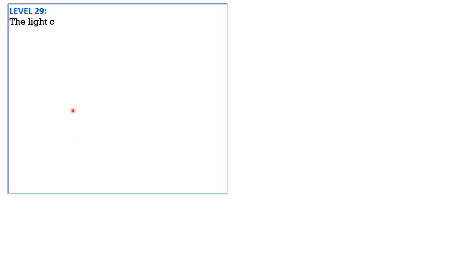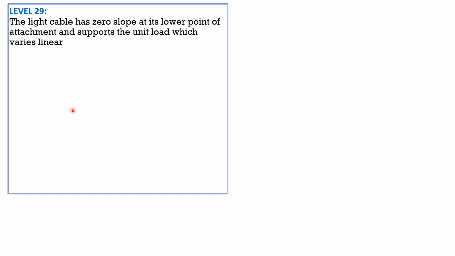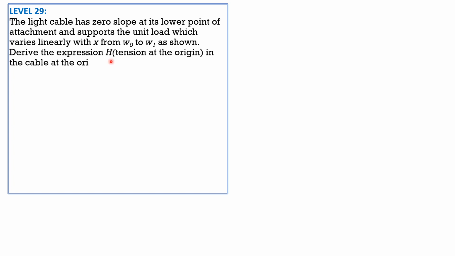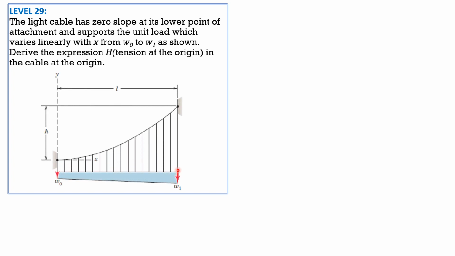Level 29. The light cable has zero slope at its lower point of attachment and supports the unit load which varies linearly with X from W0 to W1 as shown. Derive the expression for big H, which is the tension at the origin in the cable. So here is the given figure. It consists of loading which is projected upon the horizontal, but the loading is varying from W0 to W1.